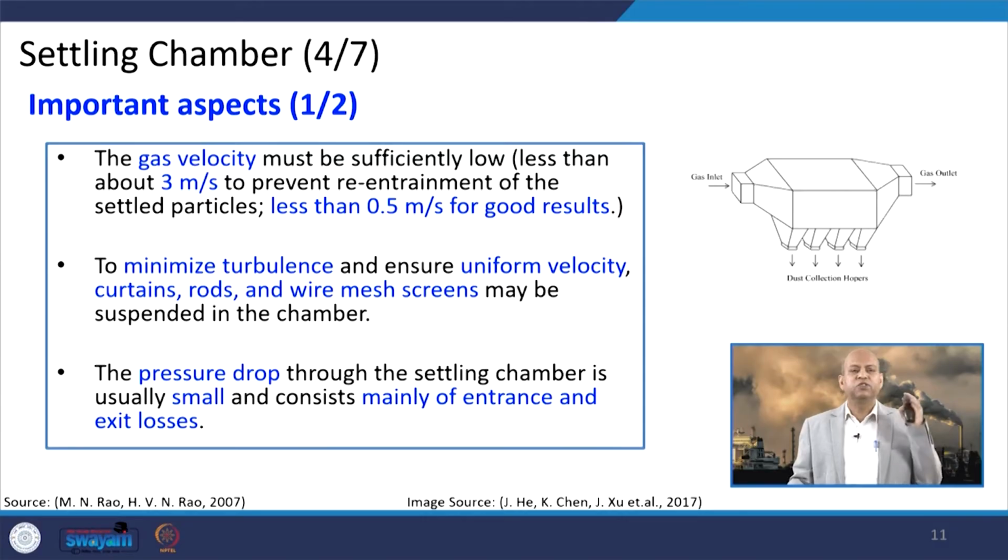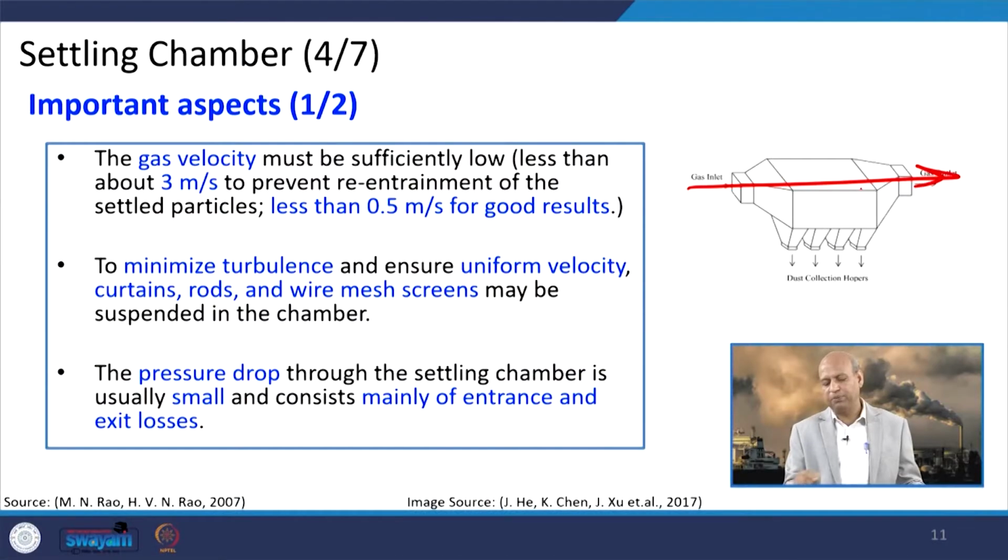Then there are certain important aspects. For example, the gas velocity must be sufficiently low. If it is speedy, then short circuiting will occur and the gas will pass directly through, taking the pollutants out. That is not effective, as we want to collect those particles. So, the gas velocity must be slow, not more than 3 meters per second. Otherwise it will short circuit, and resuspension of the dust particles may also occur because of this high speed.